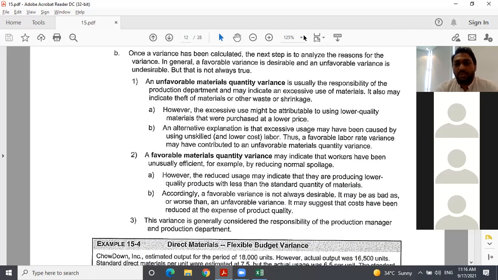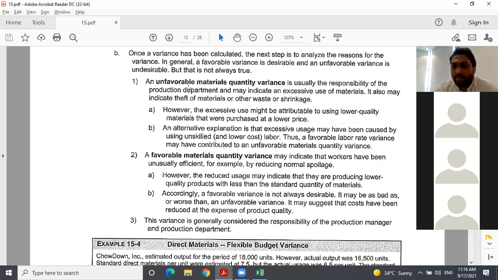Once the variances have been calculated, the next step is to analyze the reason for the variance. Here, the variance may be caused because of the quantity. In general, a favorable variance is desirable and an unfavorable variance is undesirable, but that is not always true.